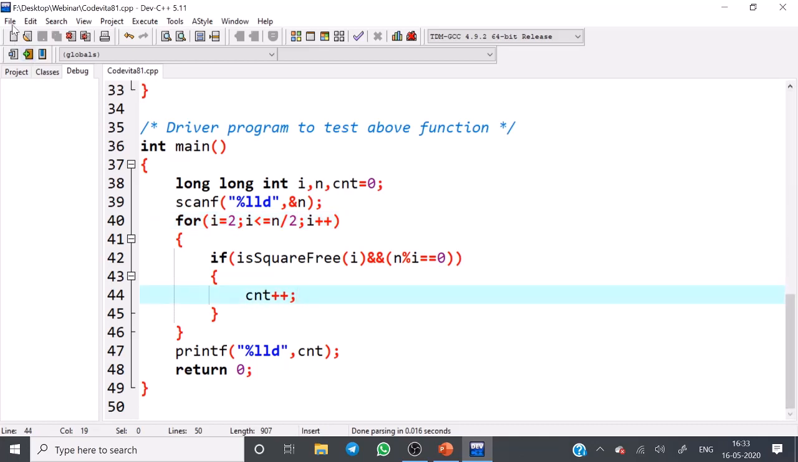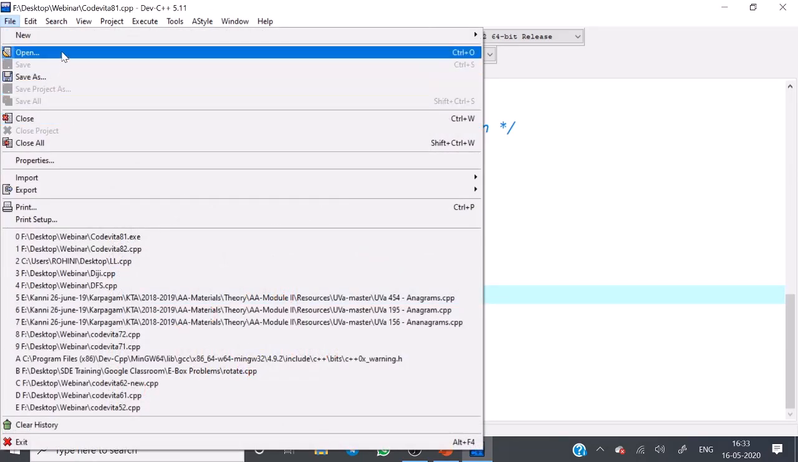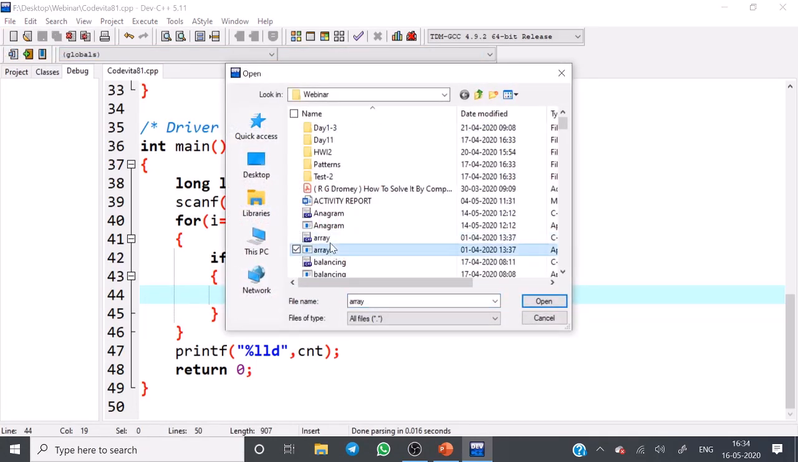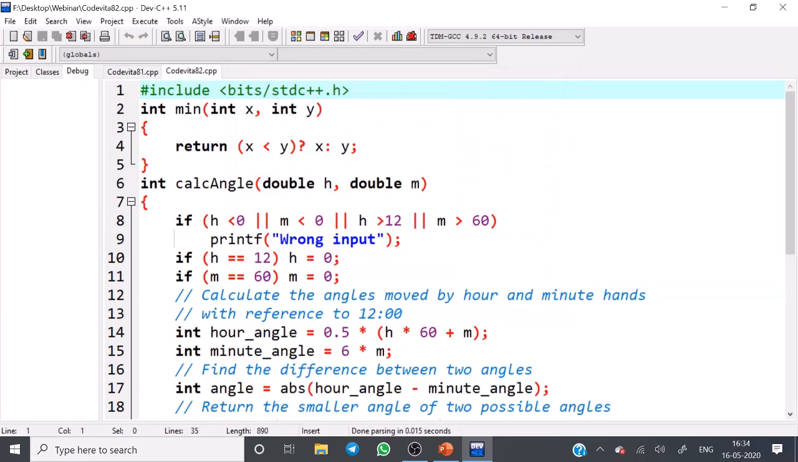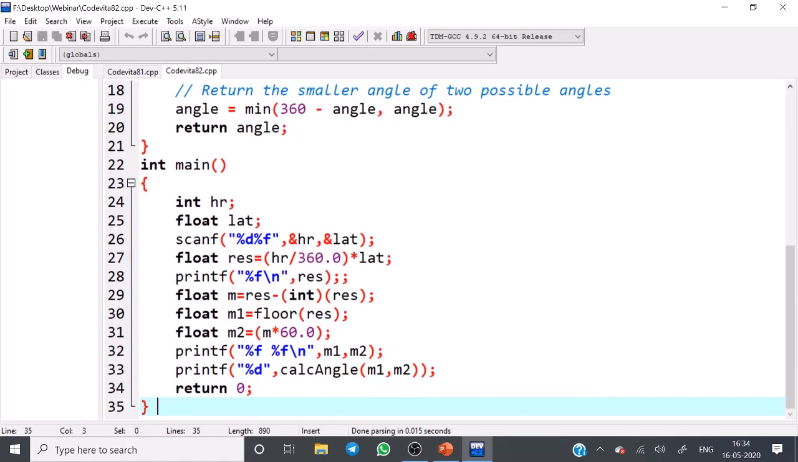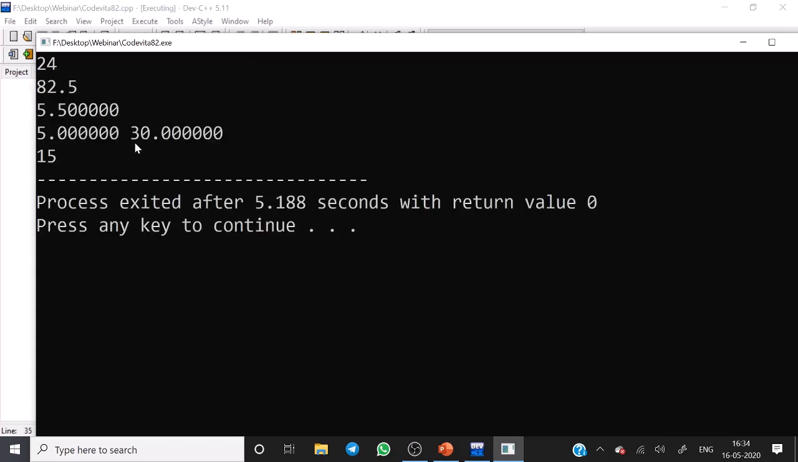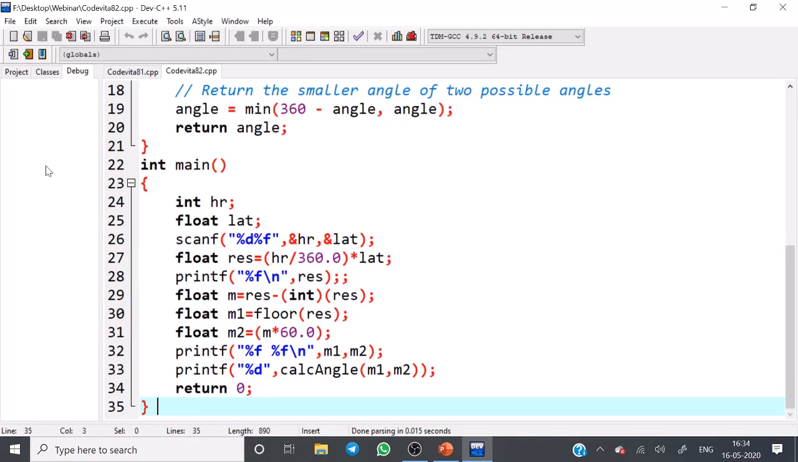Next problem. I gave 24 and 82.5. We'll get 15 here. The result is 5.5. From 5.5, I extracted 5 separately and 30 separately. Finally, calculated by using the formula to get 15.